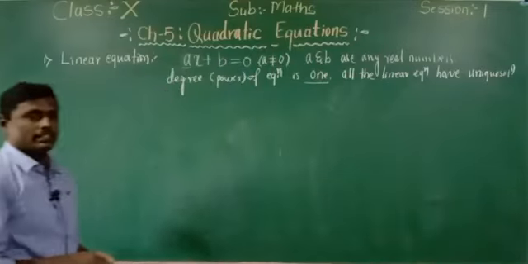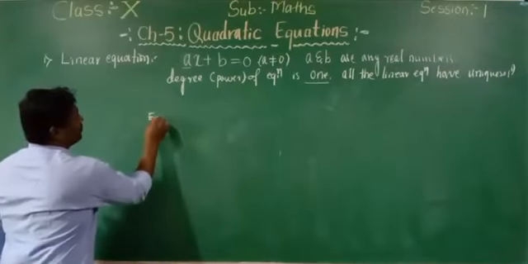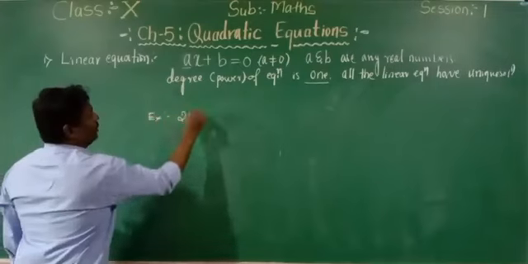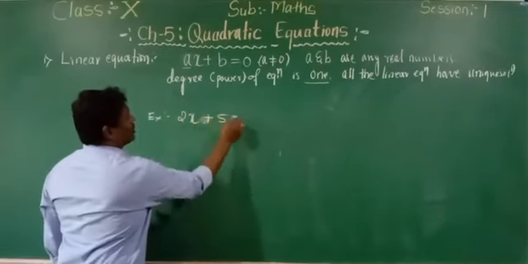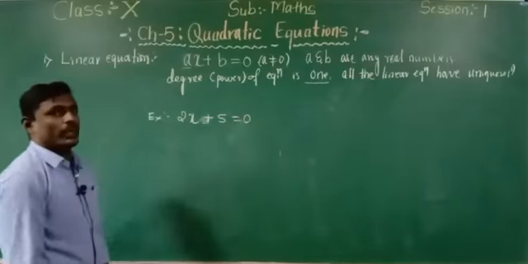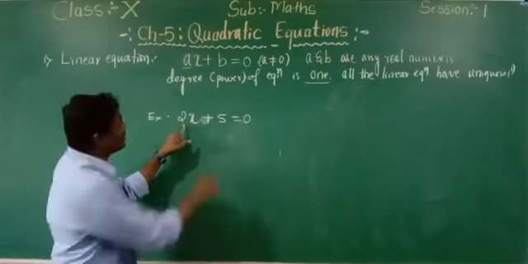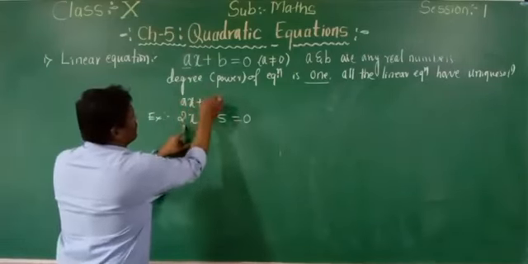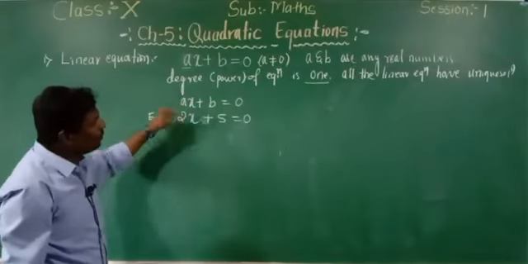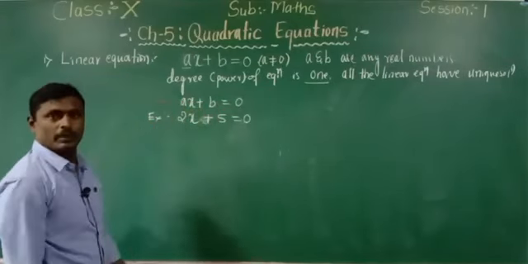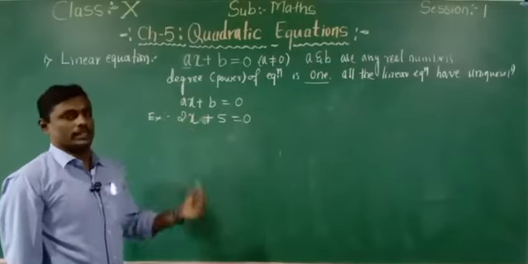Can I take one example here? For example, 2x plus 5 is equal to 0. Just observe the given equation. It is in the form of ax plus b is equal to 0, where a is equal to 2 and b is equal to 5. Now we need to find the value of the variable, that is x, right?